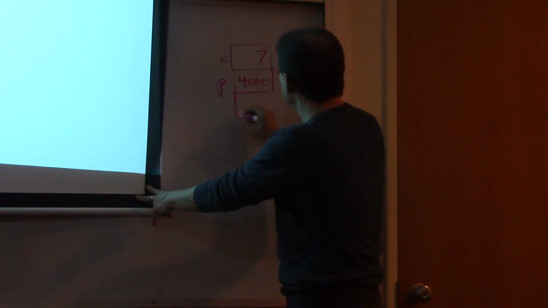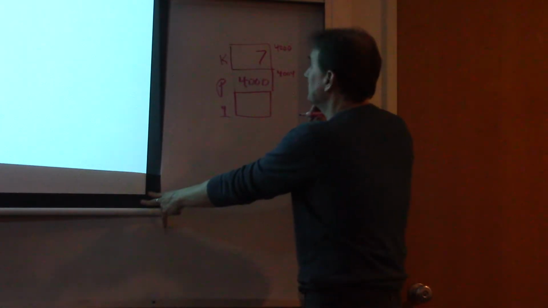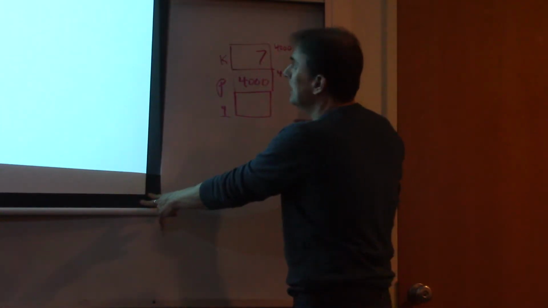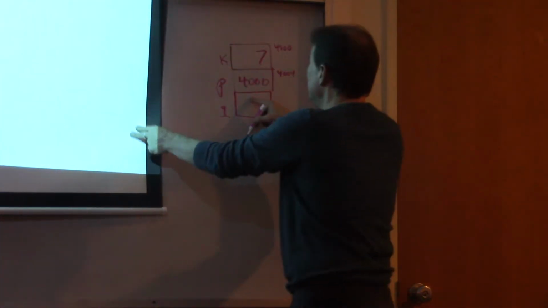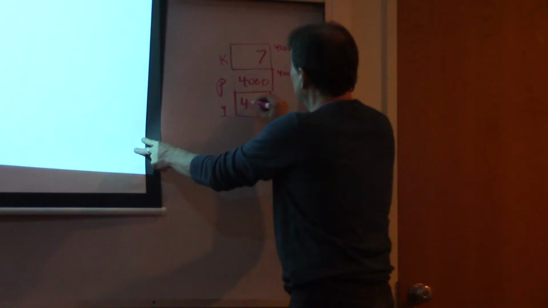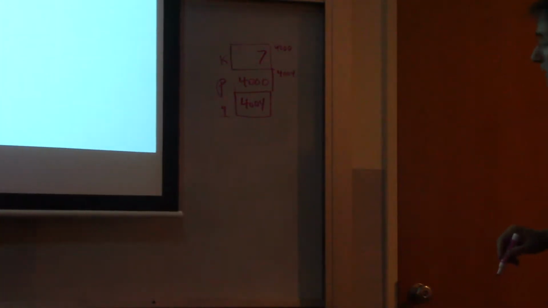And then Q. You can think of Q as another identifier. In this case, it's an int star star, and the value of Q is the address of P, and the address of P is 4004. So that's what it looks like in terms of memory.